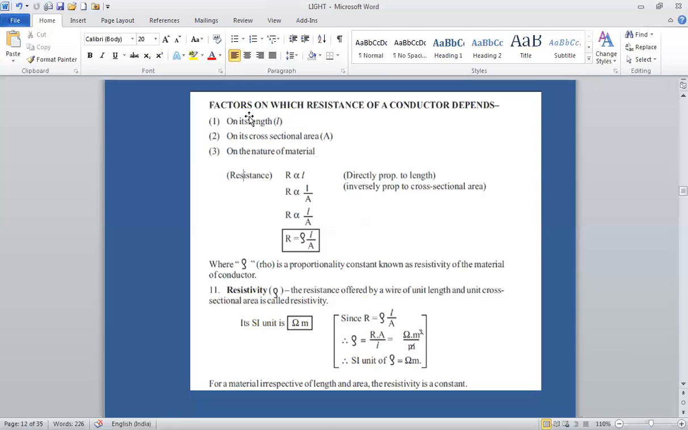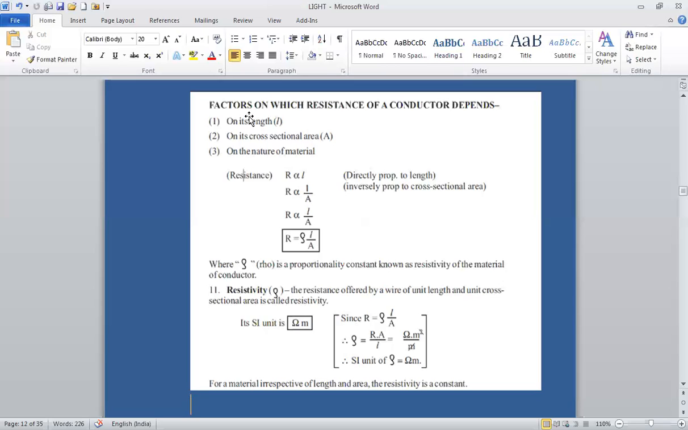A longer wire will offer more resistance to the flow of current than a shorter wire when connected to the same source of voltage, because electrons have to encounter more number of atoms.